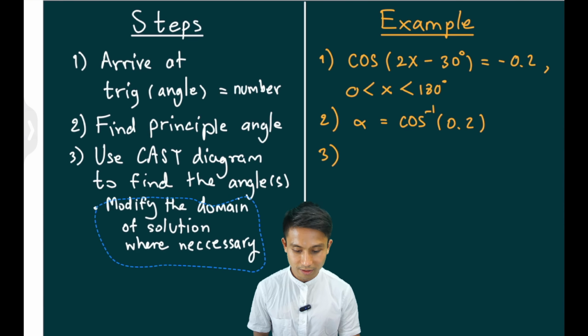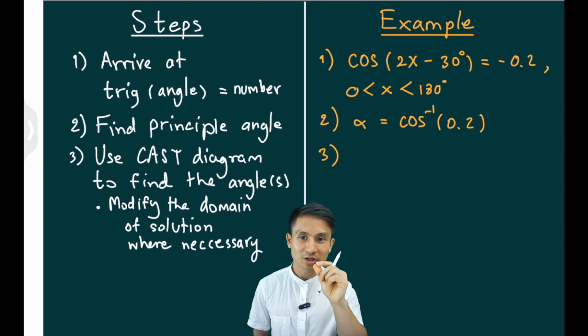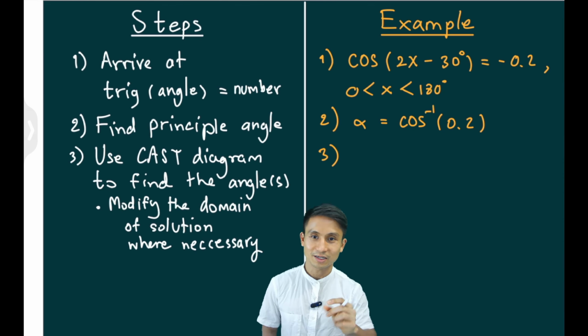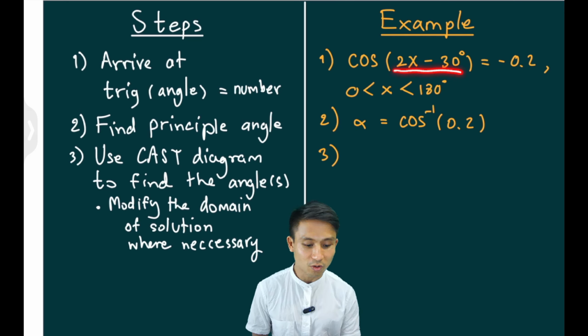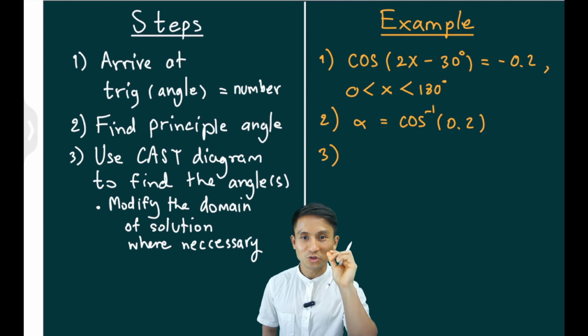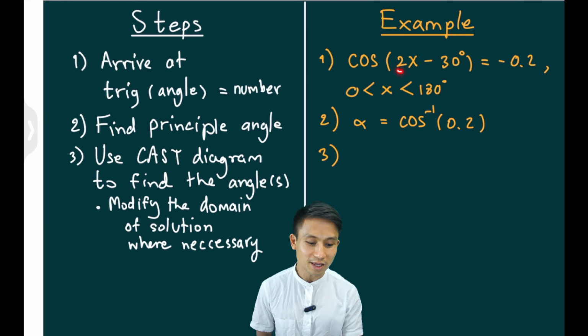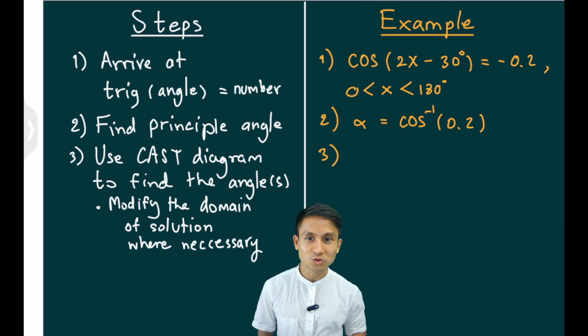Now in the third step, before we figure out the angles in the quadrants, you would need to modify the domain of the answer. It's necessary because in this case, the answer you are finding is the x. But when you solve using the CAST diagram, you are solving for the whole angle expression, not just x. So the angles you are getting from the CAST diagram will be the angle for 2x minus 30 first. That means we need to modify the new domain for 2x minus 30.